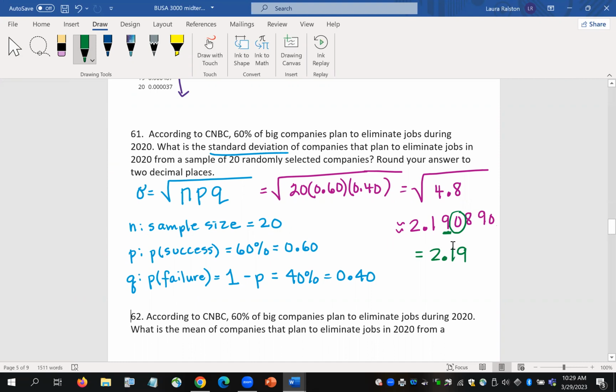And sometimes when I check the answers, I put it in the calculator. I do the multiplication first before the square root, and after I get my answer, I also go back to double check to see if it's the same answer. I did the square root of 20 times 0.60 times 0.40, and I would get the same answer.